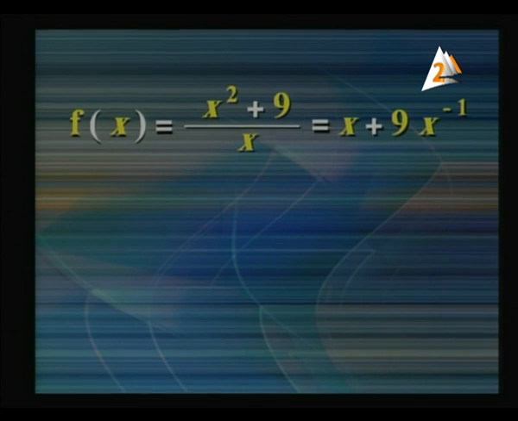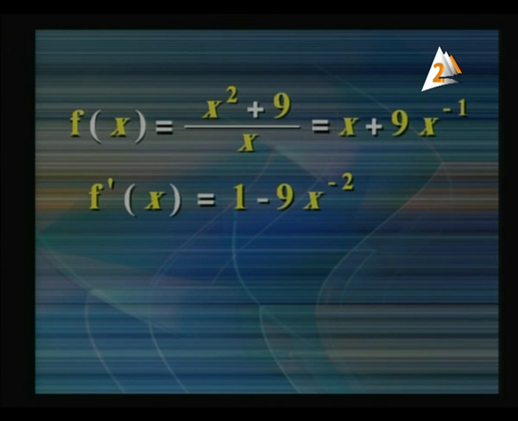Look at the solution. Dear student, we have f of x equals x squared plus 9 over x. What do you mean, x squared over x equals x? 9 over x equals 9 x to the power negative 1. We divide x squared plus 9 over x into x plus 9x to the power negative 1. We find f dash x equals 1 minus 9x to the power negative 2. Then f dash x equals 1 minus 9 over x squared.